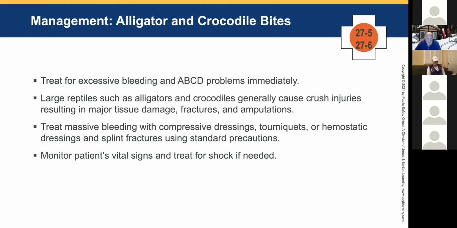Well, I guess this applies all over the place, but if you see somebody that's been bitten by an alligator or crocodile, treat for excessive bleeding and ABC problems immediately. Large reptiles such as alligators and crocodiles generally cause crush injuries. I guess we do have some in our zoos here, but other than that, I don't see a lot of them. And again, just like anything else, massive bleeding, compressive dressings, tourniquets, as you would with any trauma situation.